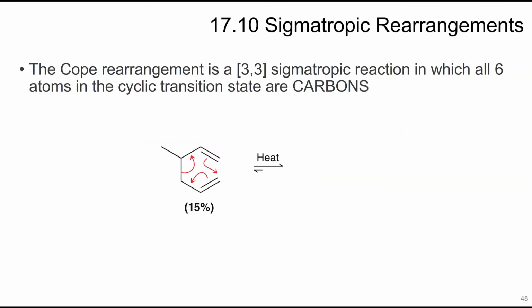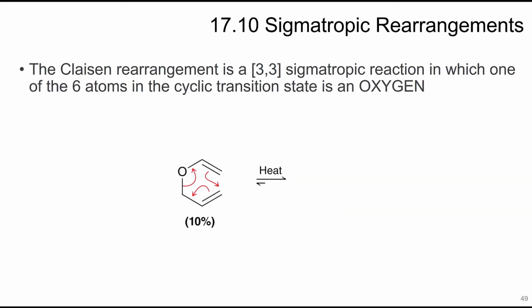The Cope rearrangement is a 3-3 sigmatropic rearrangement where all the 6 atoms are carbons. So every one of these is carbon. This bond is formed, this one, and this one is formed as well. So this happens in 85% yield. So that's the Cope rearrangement. We also have the Claisen, where it's the same mechanism. The electrons are moving around in a cyclic fashion. One of the 6 atoms is going to be an oxygen here. New bond, double bond, double bond.